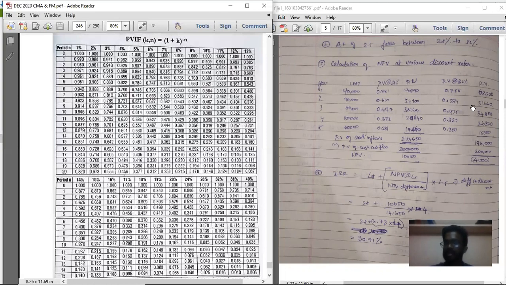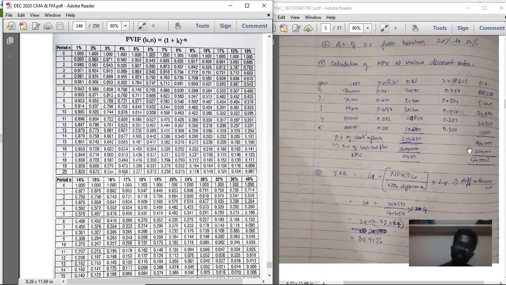You will get 0.574 for the second year. Again press equal to. You will get 0.435, then again equal to 0.329. Again press equal to and you will get 0.250. So present value factors can be calculated just by dividing 1 by 1.32, and by clicking equal to you get each year's present value. That is another method of calculating present value factors.